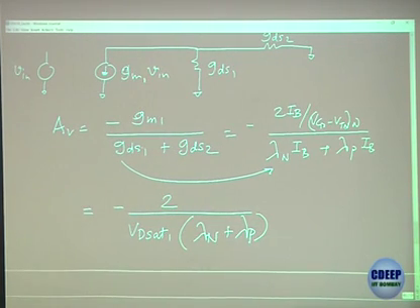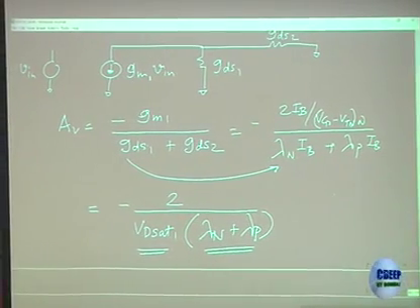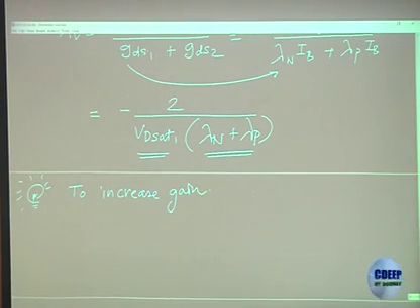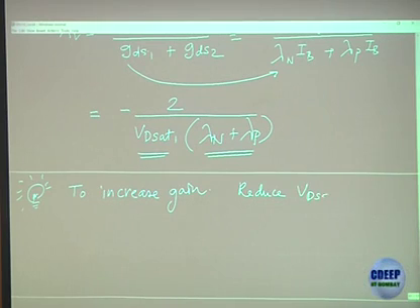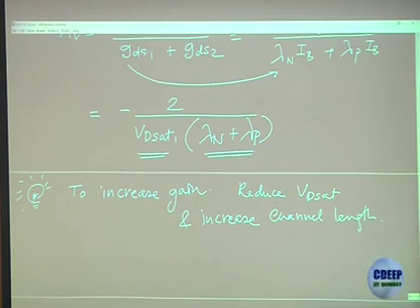So what is the insight here? If you want to increase the gain, what do you have to do? VDSAT should be as small as possible, and these lambda numbers have to be also small, right? So then what do you need to do for that lambda? You have to increase the channel length. So, to increase gain, reduce VDSAT and increase length. Okay.